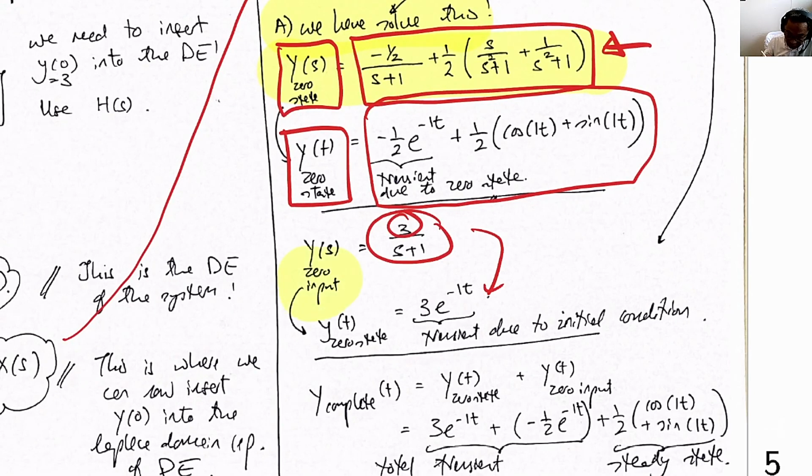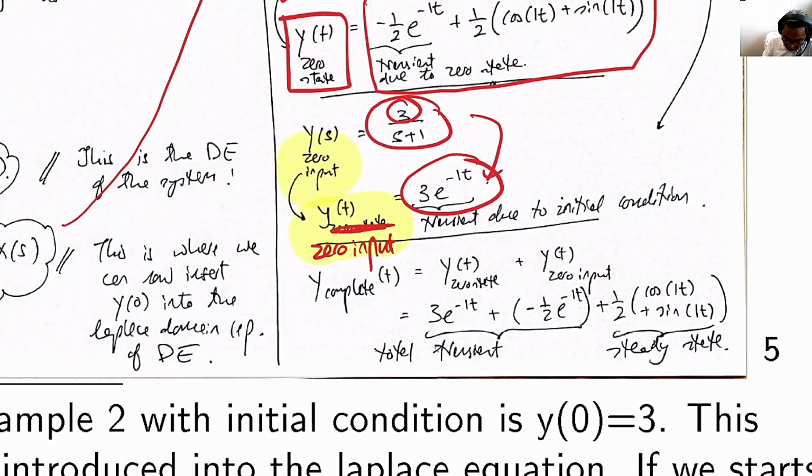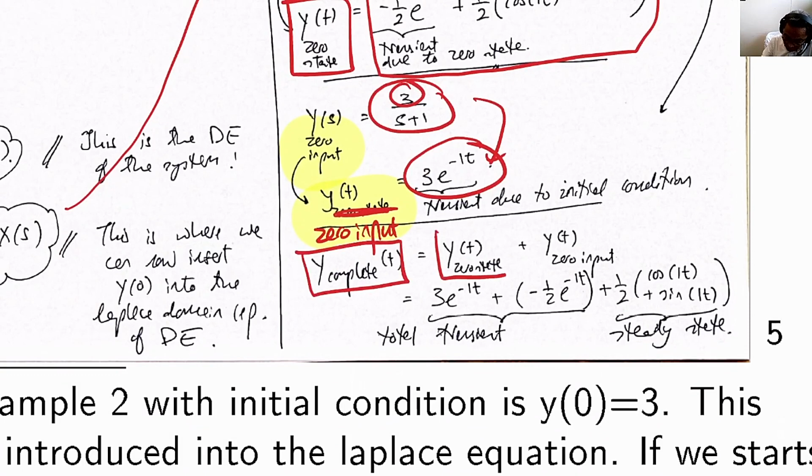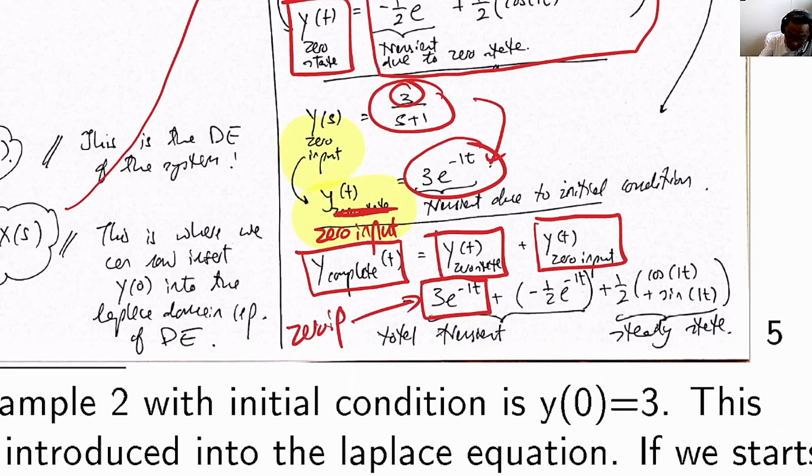This term is the output due to the zero input, or should I say, due to the initial condition. This is y(t) due to the zero input. It is 3e minus 1t. Remember, we are interested in the complete response, which is y zero state plus y zero input. So let's go and find the zero input. This is the zero input, and the other guy is the zero state.